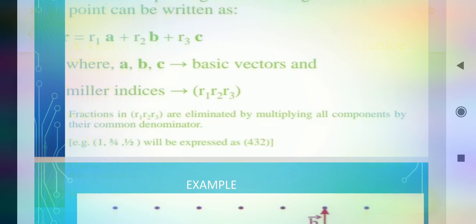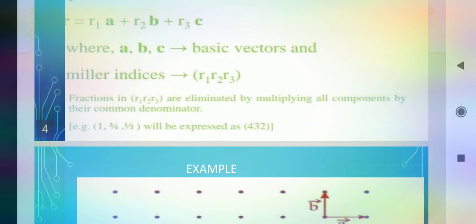For example, the fractions in r1, r2, r3 are eliminated by multiplying all components by the common denominator. For example, we take 1, 3 by 4, 1 by 2. What is the common denominator? That is 4. So 4, 4 by 4, 4 by 2. Then the Miller indices will be 4, 3, 2.